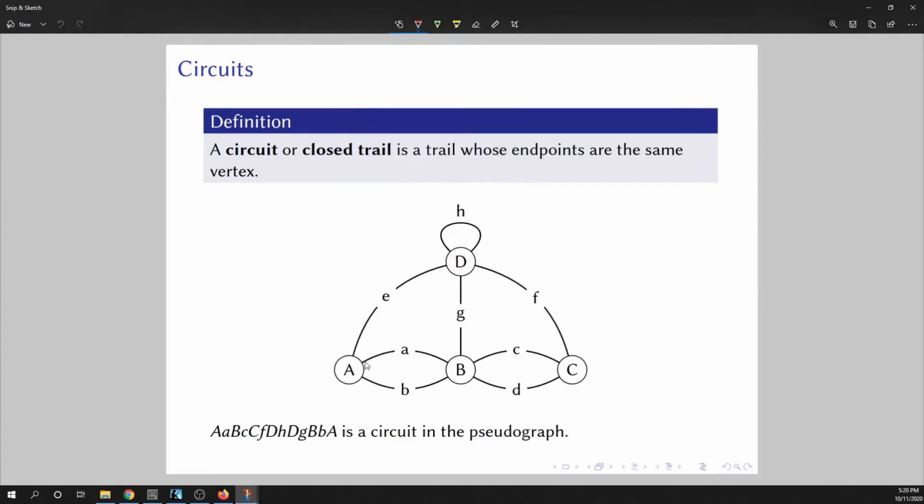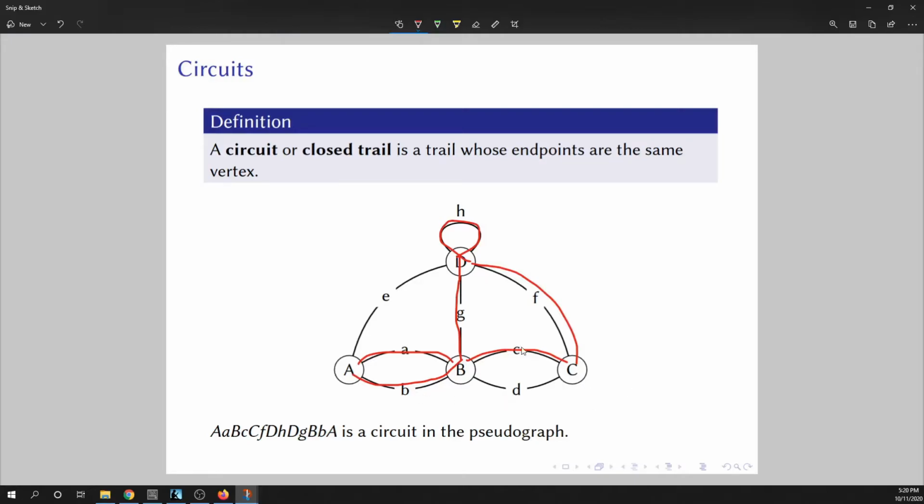All right, so here we're going to start at vertex A, and we're going to go to vertex B using edge A. Then we're going to go to vertex C using edge C. Then from C to D using edge F. Then from D to D using the loop H. Then from vertex D to vertex B using edge G. And then from vertex B to vertex A using edge B. All right.